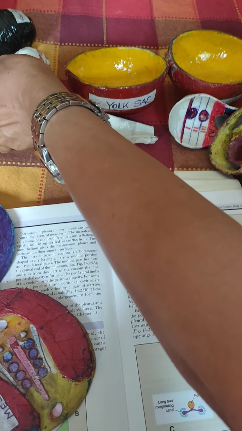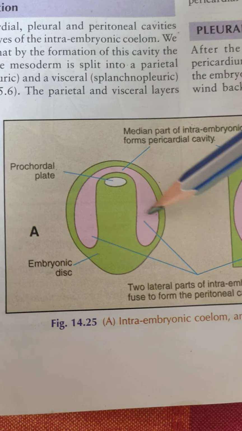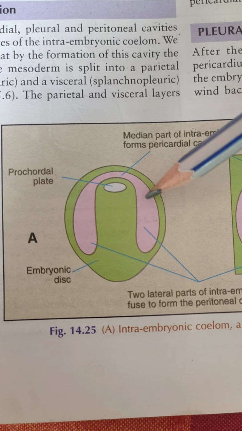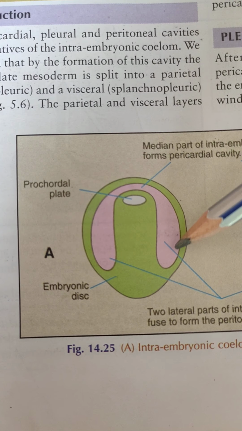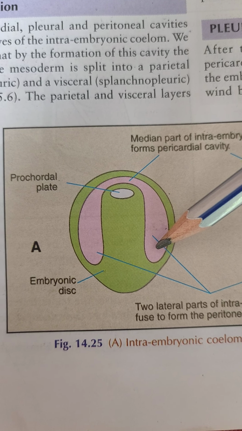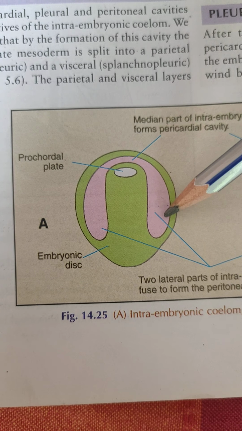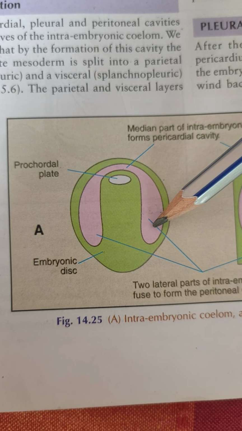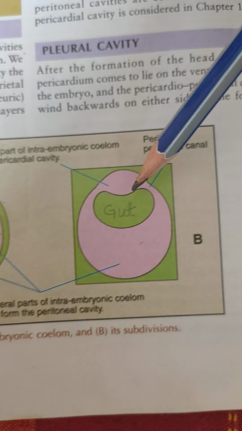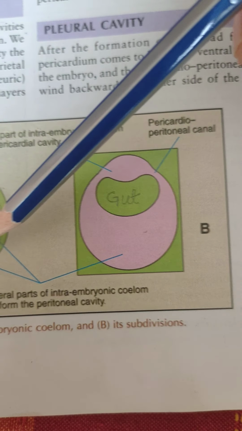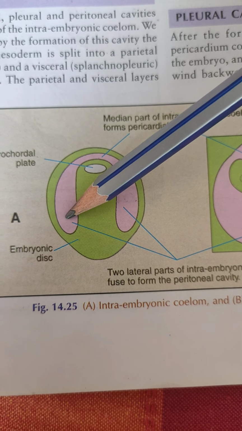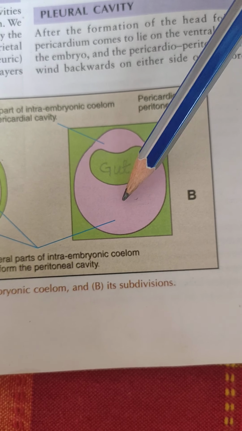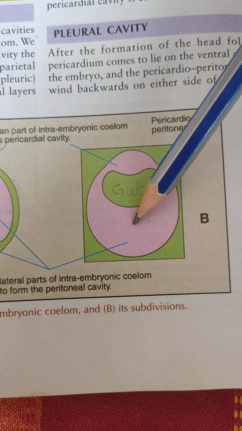Now you see, this is the diagram. Please focus on it. This is the lateral plate mesoderm containing the intraembryonic coelom. This is the cranial part, and this is the right and left intraembryonic coelom. At the end of the lateral folding, this posterior part will fuse together, forming the peritoneal cavity.